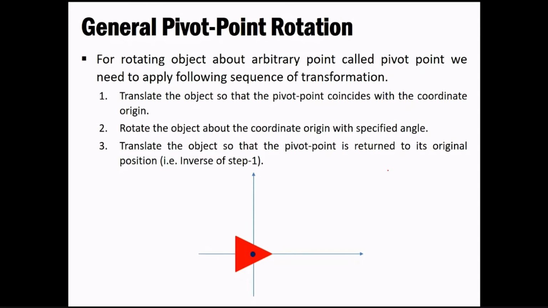Okay, so in short, you just have to perform the inverse operation of step one. As per yesterday's lecture, for translation you just have to take the minus sign. I will show you one example, some simple calculations, so that you get an idea of how we can perform it about an arbitrary point.